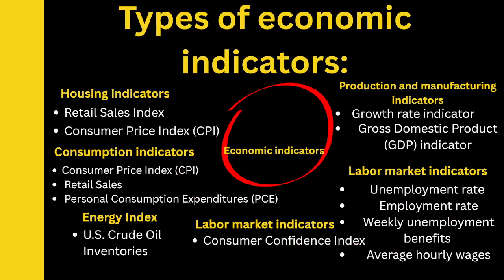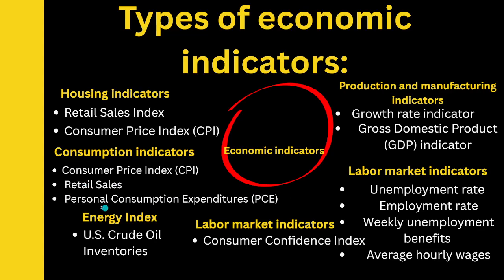Let's dig deeper into the economic indicators, especially if you are more interested in the fundamental aspect of trading, then this is very important. There are many types of indicators as you can see, and let's start slowly from left to right. So we have first housing indicators. Housing indicators include retail sales index and consumer price index, which is also called the CPI. We also have consumption indicators like the consumer price index, the CPI, and retail sales, personal consumption expenditures, which is also called the PCE.